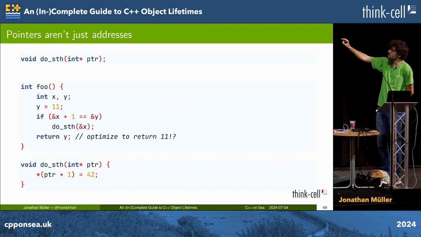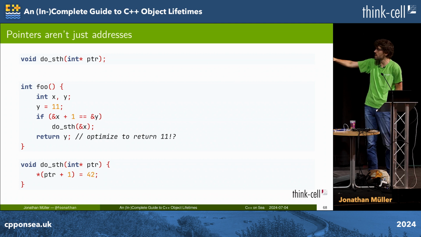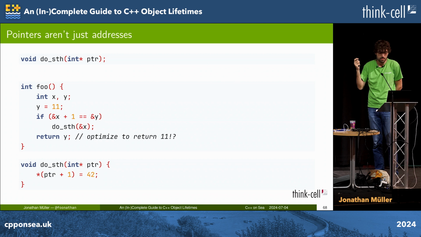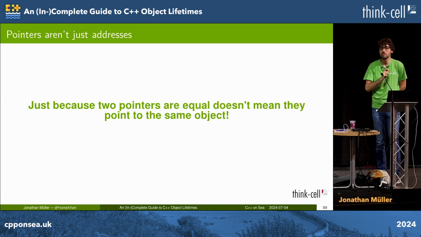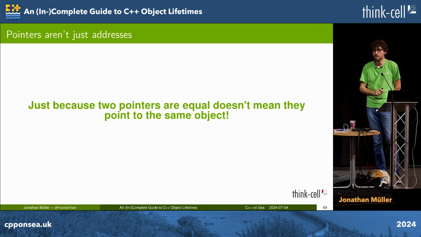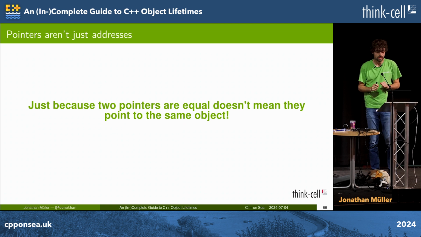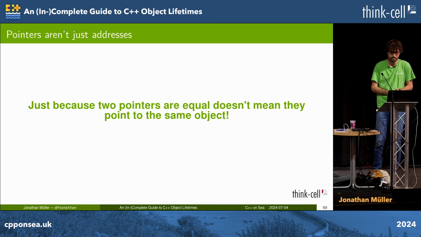Because the compiler optimizes each function in isolation. And doSomething on its own is fine. If that is an array, this is perfectly fine. If the pointer passed in is an array, this is fine. So something is going on here. And the something going on here is the following bit surprising fact. Just because two pointers are equal doesn't mean they point to the same object. So even though two pointers are equal, equals returns true, memcmp returns true, they have the exact same address, they're not interchangeable. They don't necessarily point to the same object.